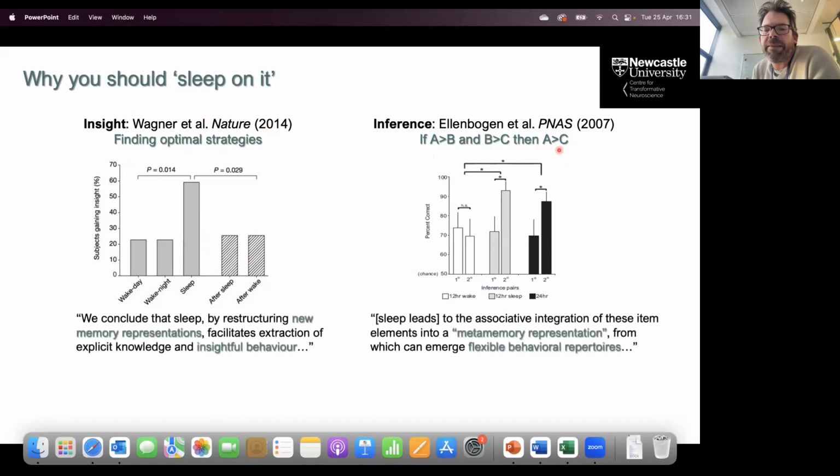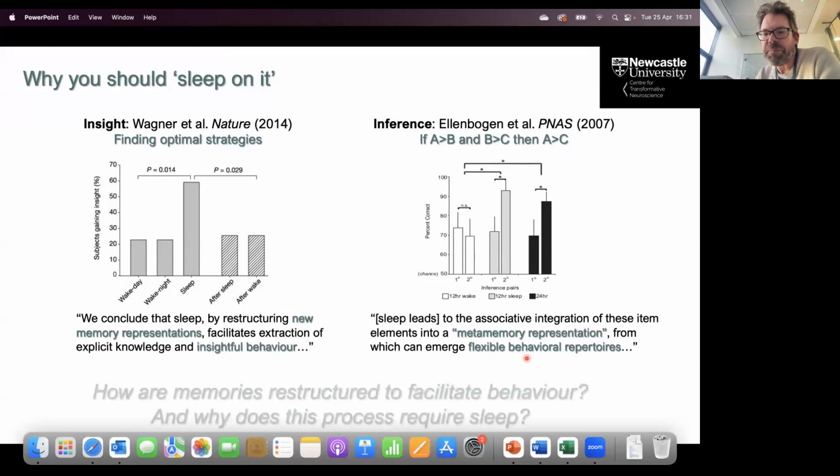And I like these tasks because the discussion of these studies is virtually identical, but they both sort of say, we conclude that memory representations are restructured or formed into meta-memory representations with the aim of guiding insightful behavior or flexible behavioral repertoires, right? And this is a wordy description of what might be going on to learning during sleep.